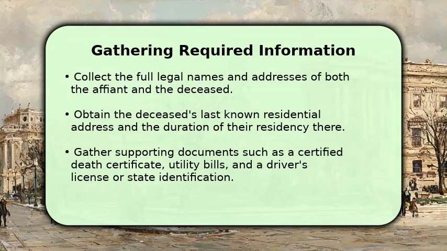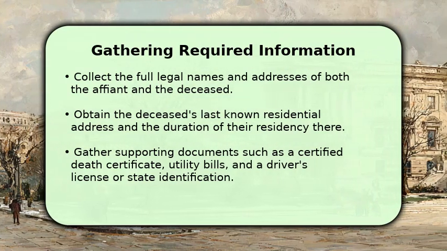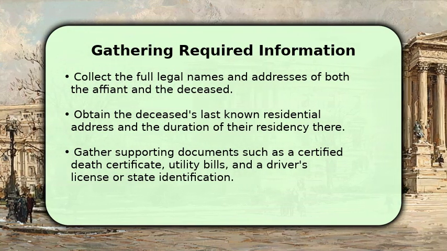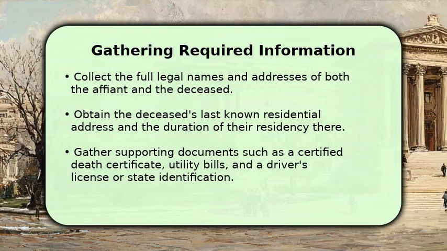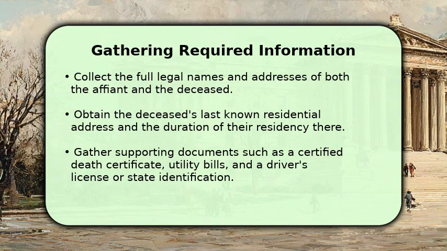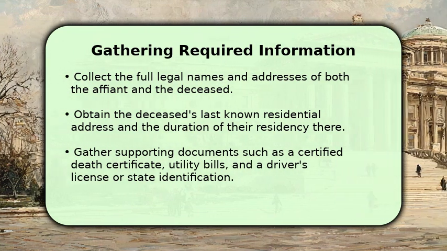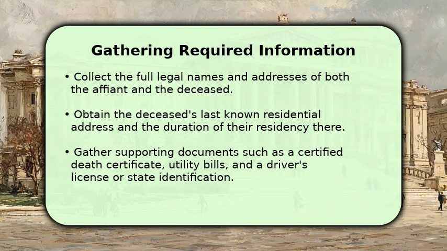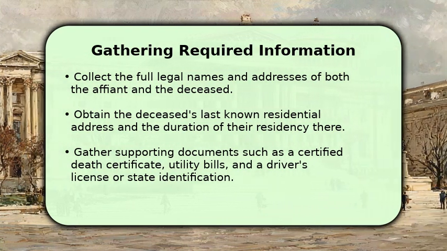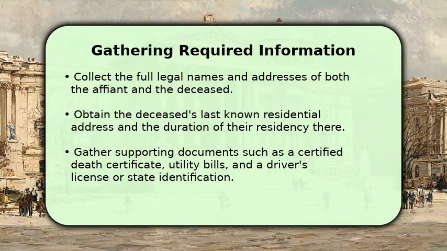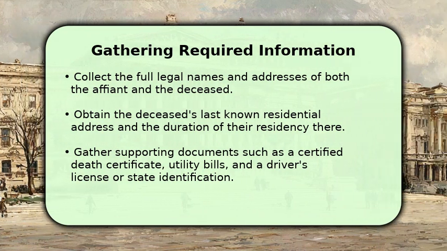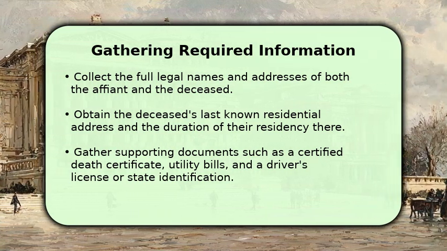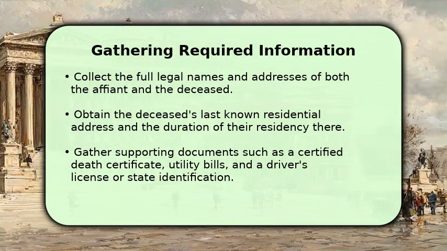To begin, gather all necessary information. You'll need the full legal names and addresses of both the affiant and the deceased, along with the deceased's last known residential address. Essential supporting documents include a certified death certificate, utility bills, and a driver's license or state identification for proof of residency. Accuracy is paramount, so double-check every detail to avoid delays in the legal process.